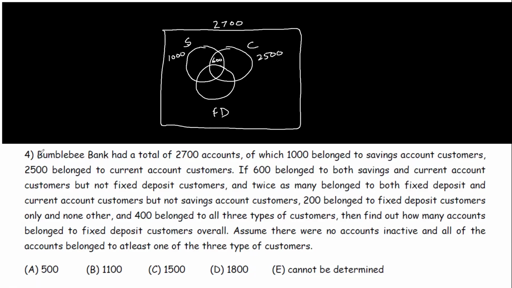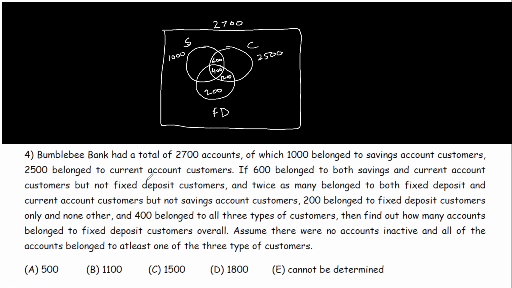And twice as many, meaning 1,200, belong to both fixed deposit and current account, but not savings account. So they are talking about only FD and current account. 200 belong to fixed deposit customers only, and none other. And 400 belong to all three types. So 400 is in the center.